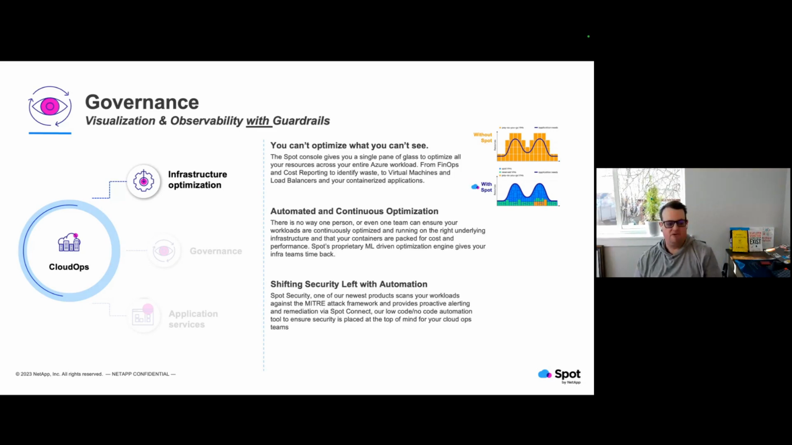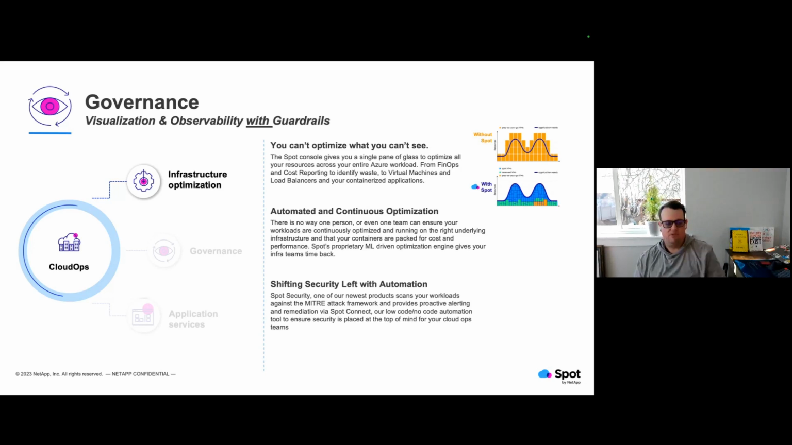That means your containers are packed correctly for cost and performance. That machine learning algorithm that we talk about gives your infrastructure teams important time back, allowing them to rapidly innovate and do things that are more substantial and visible to your organization without having to manually manage that infrastructure by hand. And then we take the approach of shifting left with automation, shifting security left with automation.